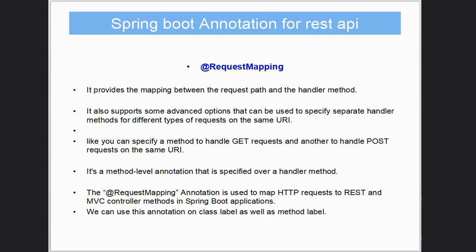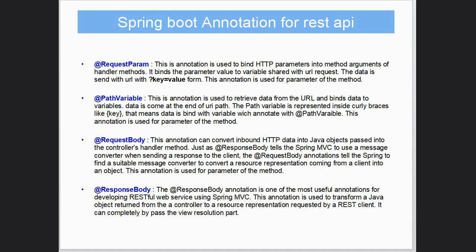the same URI. It is a method level annotation that is specified over a handler as well as a class level annotation to specify a specific base URL. The @RequestMapping annotation is used to map HTTP requests to REST and MVC controller methods in a Spring Boot application. We can use this annotation at class level as well as method level. Now, let's move to the next annotations.